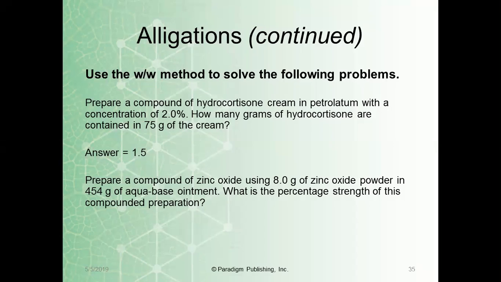So that would be roughly 8 divided by 454, 0.0175, and it continues. Round it off, you get 0.018 times 100. You would move the decimal 2 spaces to the right, and you get 1.8%.